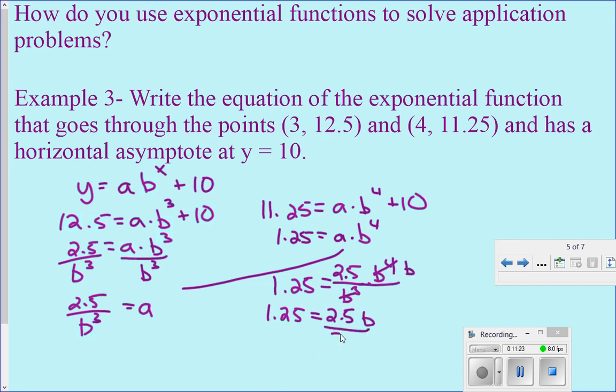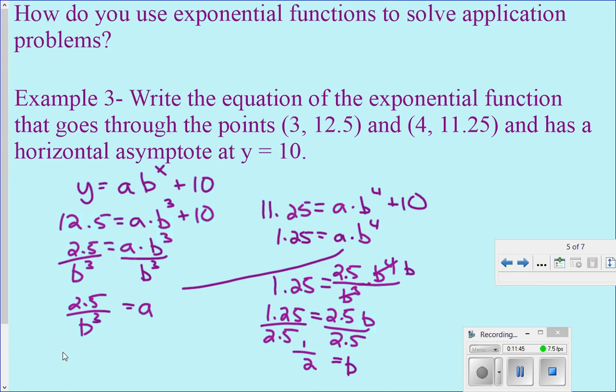I'm going to divide both sides by 2.5. Hopefully you're recognizing the relationship between 1.25 and 2.5 is a half. And I don't even need a calculator. So, oops, the board never likes it when I get down here too low. So 1/2 is b. Now I'm going to substitute back in to solve for a.